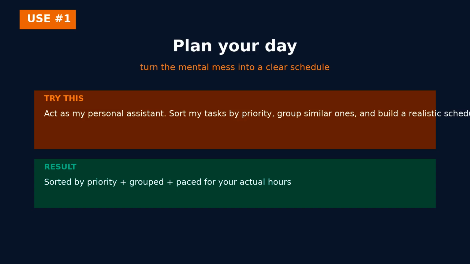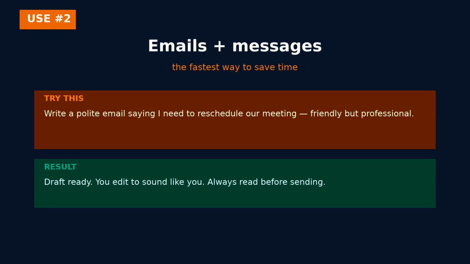1. Use AI to plan your day. A lot of people wake up with too much in their head: work tasks, family stuff, appointments, ideas, errands, things they forgot yesterday. AI can help you turn that mess into a clear plan. Try this prompt: "Act as my personal assistant. Help me organize my day. Here are my tasks. Sort them by priority. Group similar tasks together. Create a simple schedule."